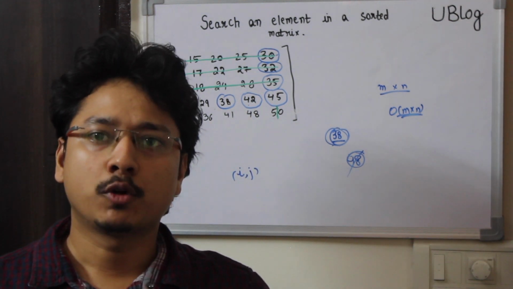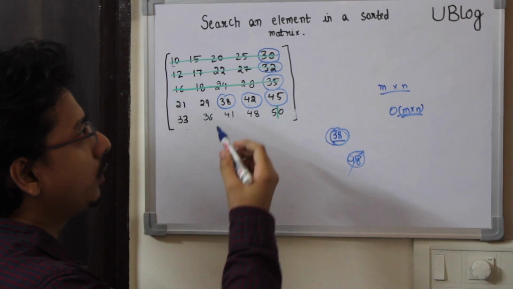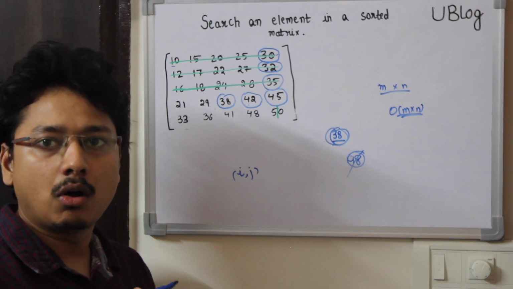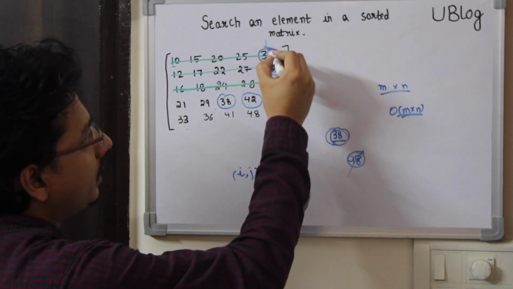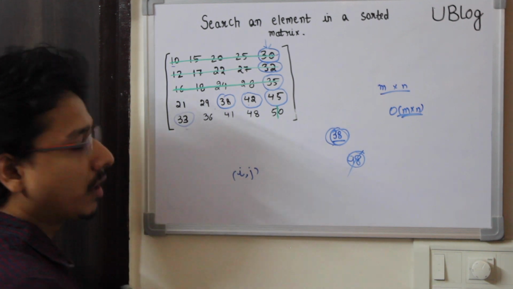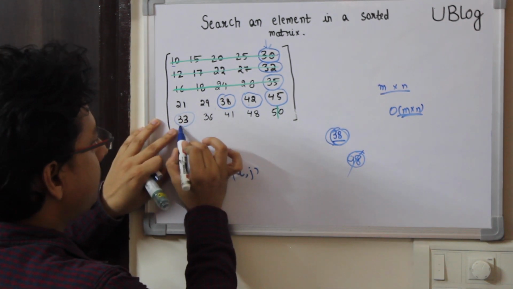So what is the time complexity of this solution? If you analyze it more, in each iteration I am either eliminating a complete row or eliminating a complete column. Since I am starting from here, what would be my worst case? The worst case will be either I am searching for 33 or for an element which does not exist in the matrix. So let's say I am searching for 33.